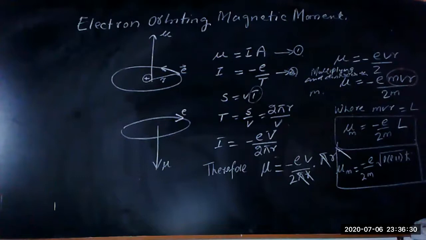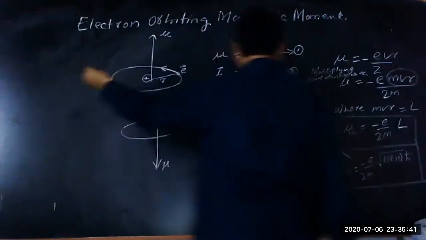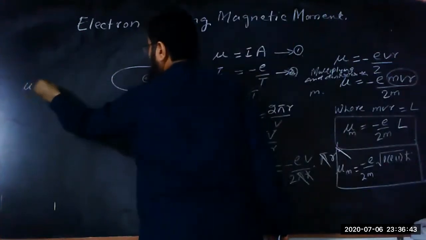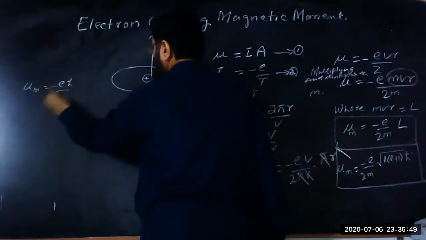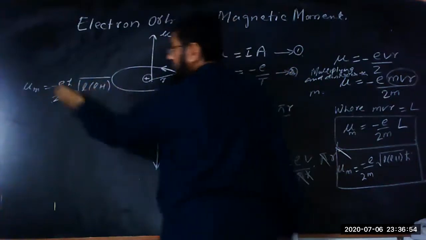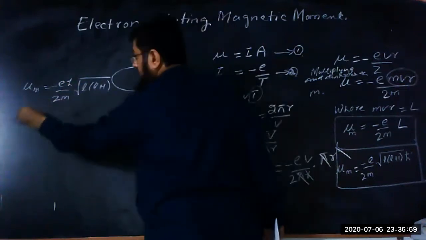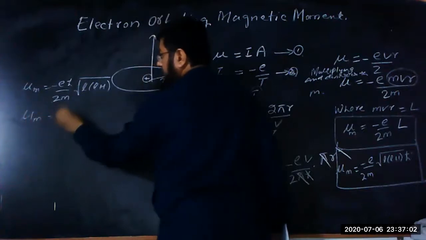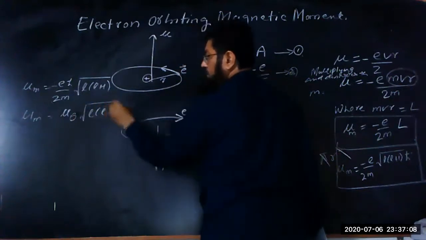If we look here, we write mu m is equal to minus E h cut over 2m into square root of l into l plus 1. E is constant, h cut is constant, m is constant. So mu m is equal to mu B into square root of l into l plus 1.